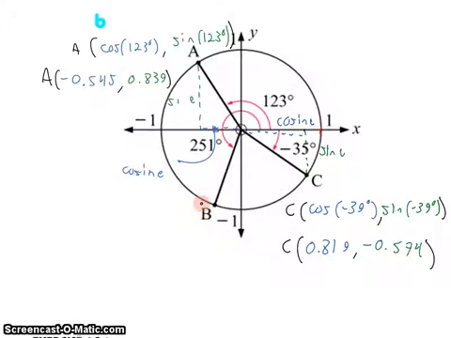There's no surprises with B. It works exactly the same way. B is going to be the coordinates cosine of 251 degrees, sine of 251 degrees. And when you plug those in, you're going to get components, a vertical component and a horizontal component, just like before. You'll just get two values. It'll work the same way.